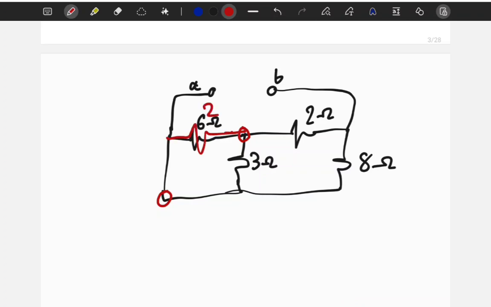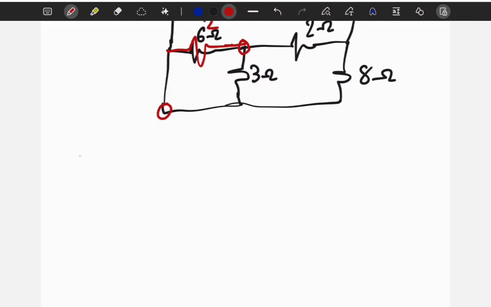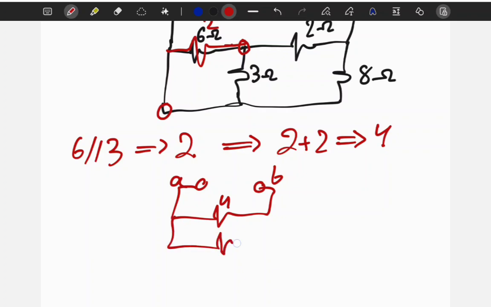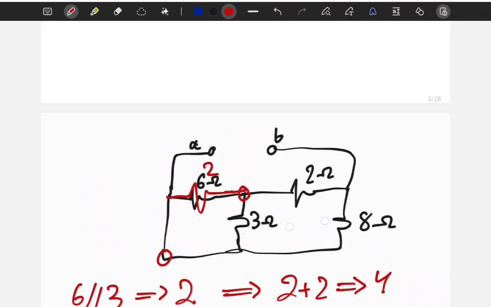And 2 and 2 in series combined is going to be 4. And then we have 4 in parallel with 8, which gives us 8/3, right? Basically the way I went through it is 6 parallel with 3 gives us 2, and then 2 plus 2 gives us 4. So the circuit looks like this, AB. This is 4, and this is 8. Finally, 4 parallel with 8 gives me 2.66 whatever. Okay, never ending.